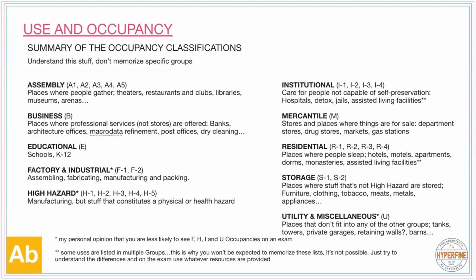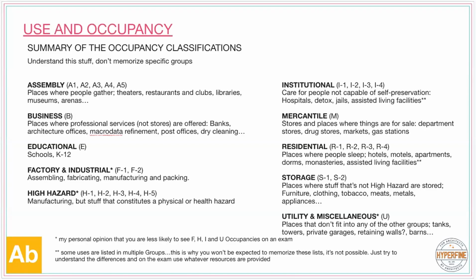Business, this is professional services, so not sales, but things like architecture offices, post offices, macro data refinement, things where white collar work is happening is B in business. And there's only one, it's not broken up between B1, B2, and so on. Educational is E. This is schools, kindergarten through 12, because colleges and above sometimes could be business or they could be assembly. It depends. Then there's factory and industrial, which is assembly, fabricating, manufacturing, deconstruction. I don't think you're going to see that too much on the exam.